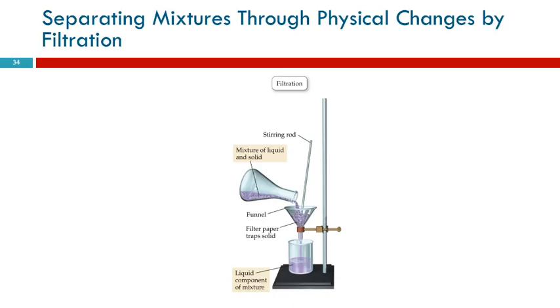Another example is filtration. This actually occurs in your kitchen if you make coffee or if you boil vegetables or spaghetti and then put it in a colander. You're filtering. So here we have a solid substance in a liquid, and we're pouring it through a piece of filter paper. The paper, like a coffee filter, allows liquid to go through but catches the solids.